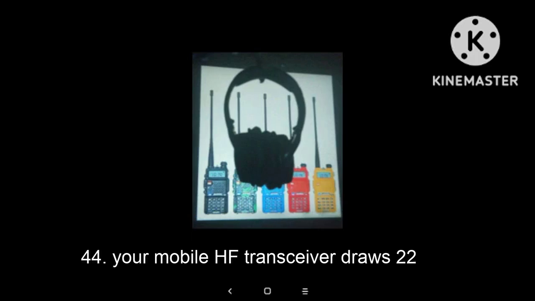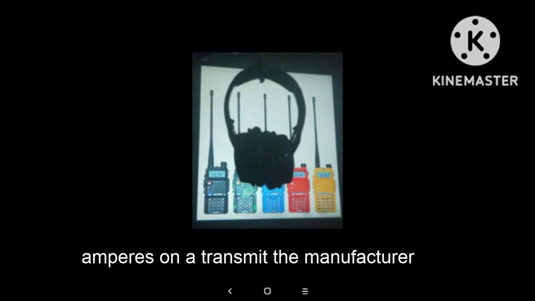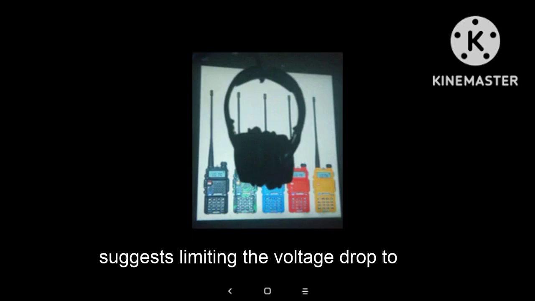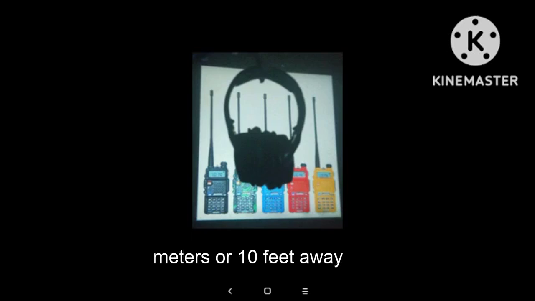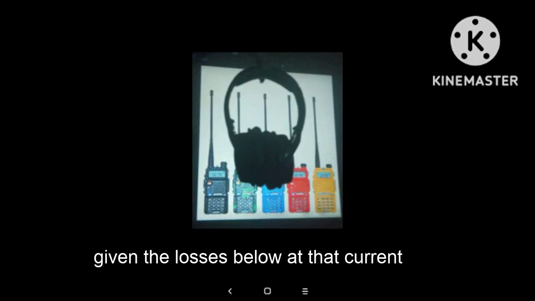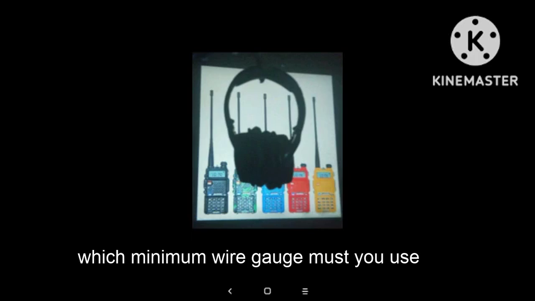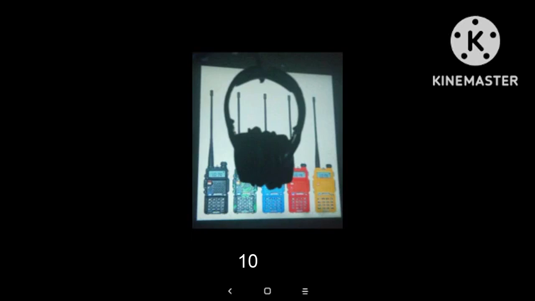44. Your mobile HF transceiver draws 22 amperes on transmit. The manufacturer suggests limiting the voltage drop to 0.5 volts, and the vehicle battery is 3 meters or 10 feet away. Given the losses below at that current, which minimum wire gauge must you use? Number 10. 0.07 volt per meter, or 0.02 volts per foot.